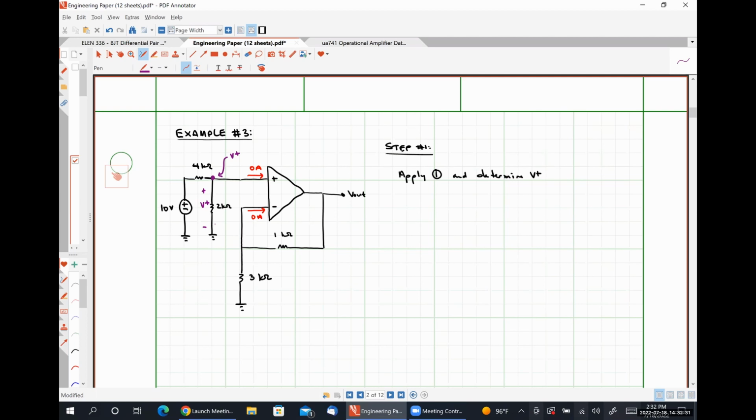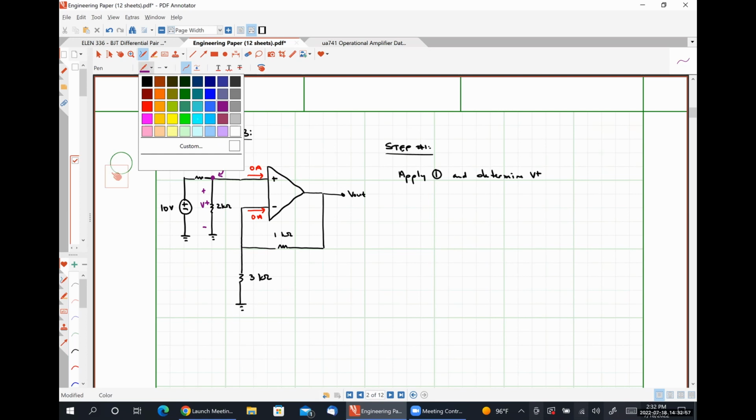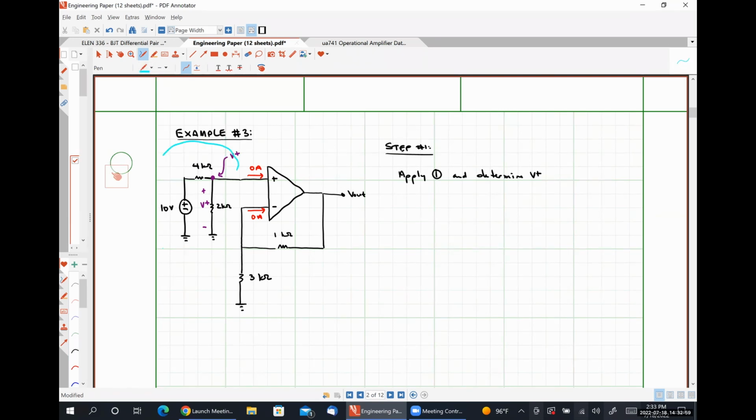Did me identifying that help anybody come up with an idea of how we might solve for that voltage? Voltage division. Wonderful suggestion, Devarier. So Devarier is absolutely correct. We can apply voltage division to this small network here on the left-hand side. I'm going to put a circle around it, in order to figure out what the voltage V plus is.